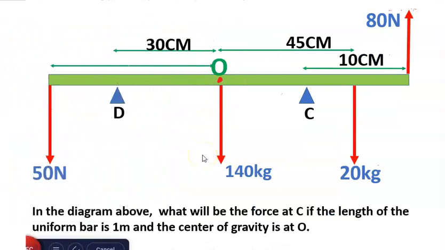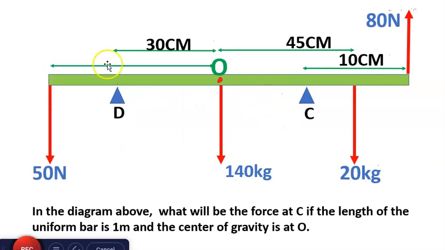The example we have today says that in the diagram above, what will be the force at C if the length of the uniform bar is 1 meter and the center of gravity is at O? The weight of the bar acts at O and it's a uniform bar. Let's redraw this bar.